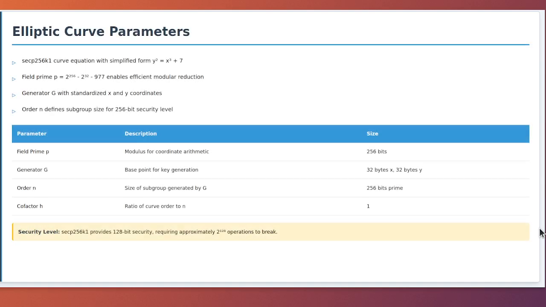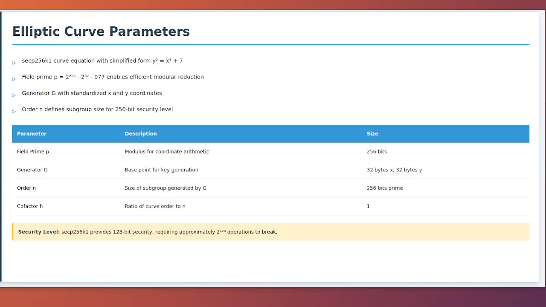Elliptic curve parameters. To implement Schnorr signatures in practice, we need to choose specific elliptic curve parameters that define the mathematical structure we will be working with. The most widely used curve for Schnorr signatures, particularly in Bitcoin, is SECP-256K1.